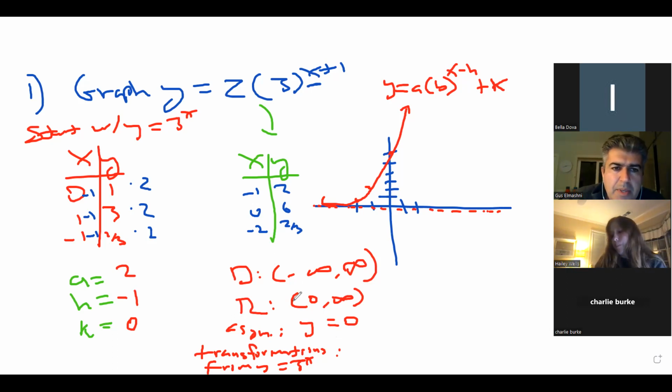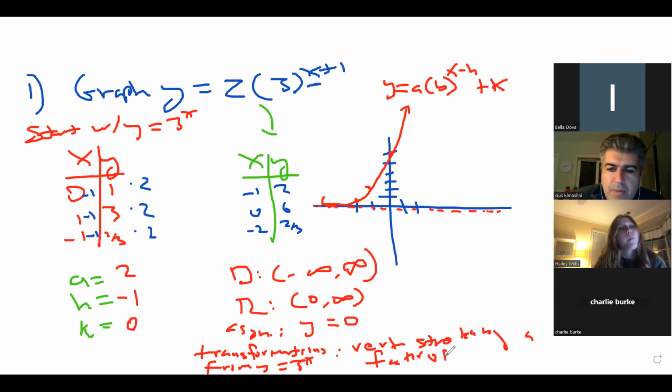And the transformations will be: clearly we vertically stretched by a factor of 2. I'm only going to do 2 transformations per graph. I don't want to do anything too complicated, so I'm going to keep it pretty basic. So vertical stretch by a factor of 2. And of course, shift 1 left.